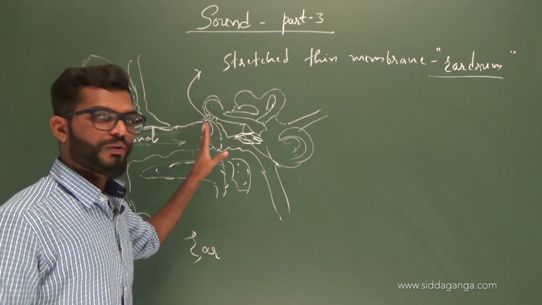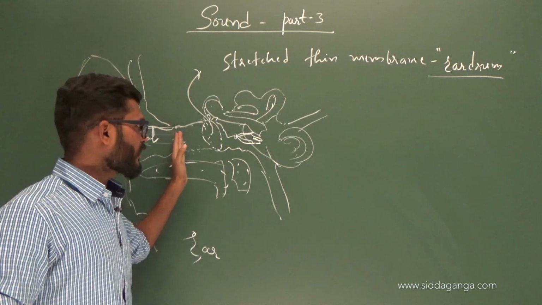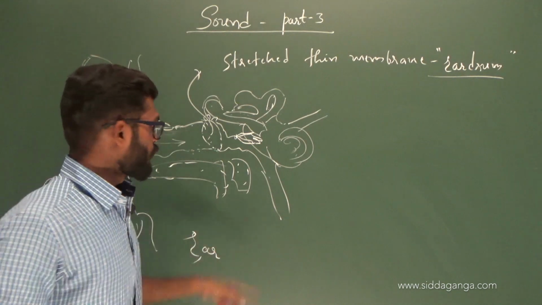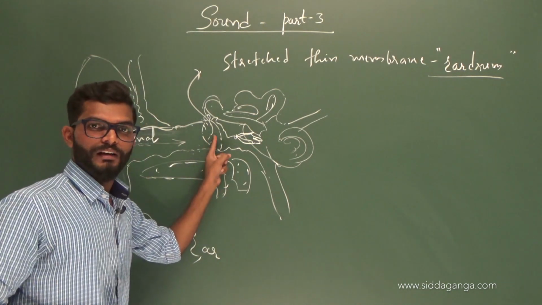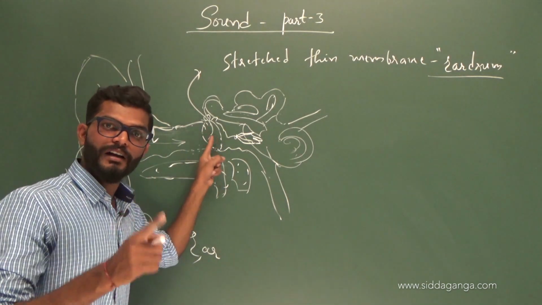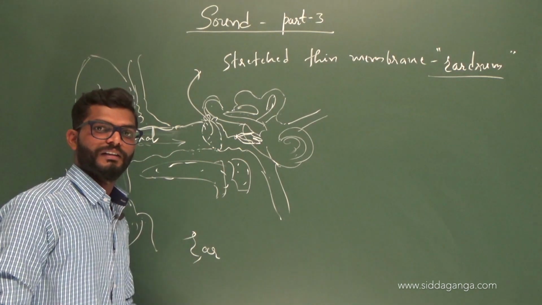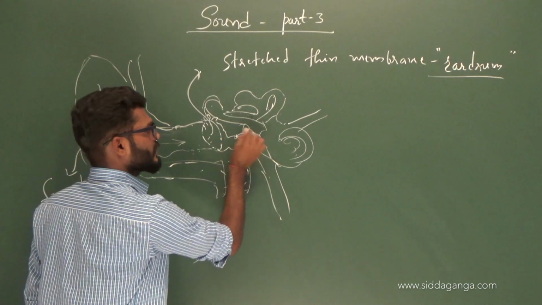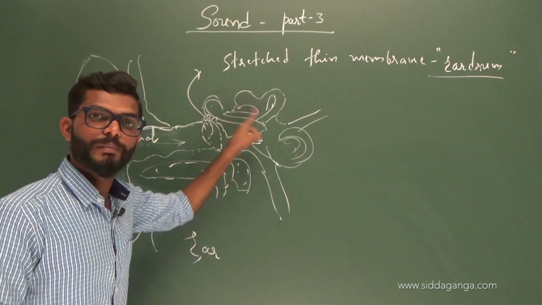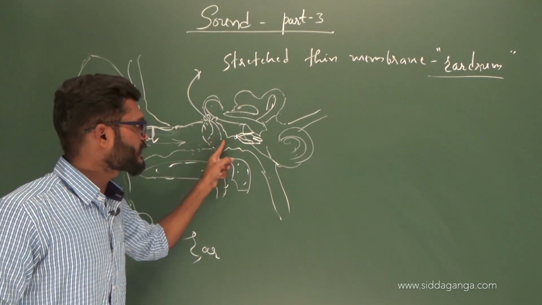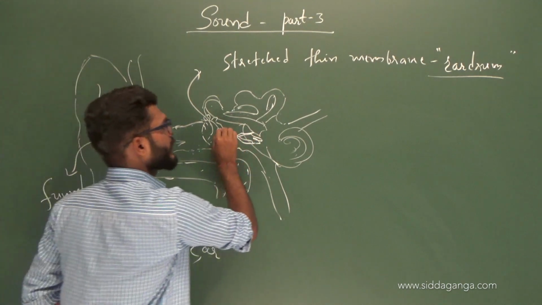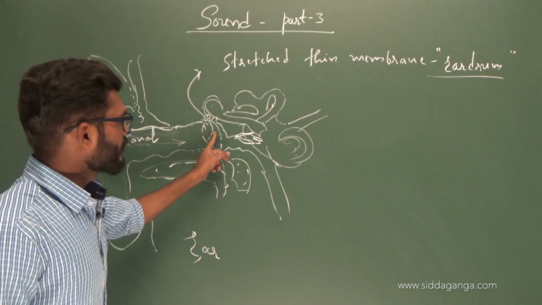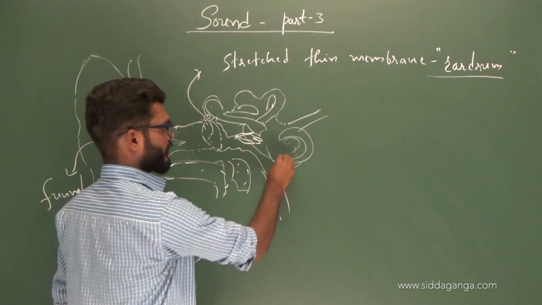Therefore, when the sound enters the ear and touches the membrane, the sound vibrations vibrate the thin membrane, the eardrum. The eardrum vibrates. So the vibrating eardrum sends the vibrations to the inner ear.